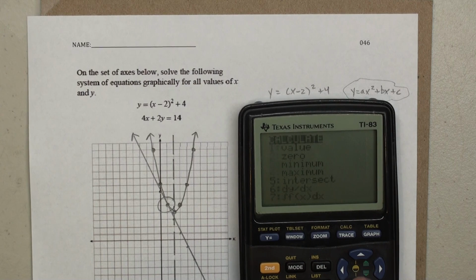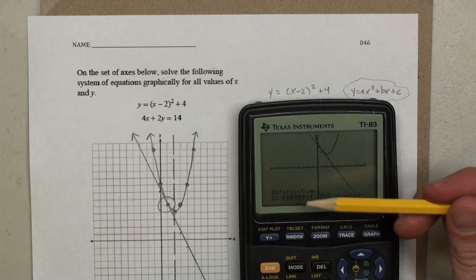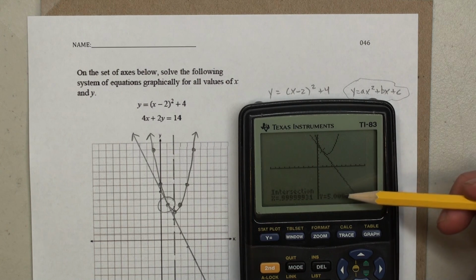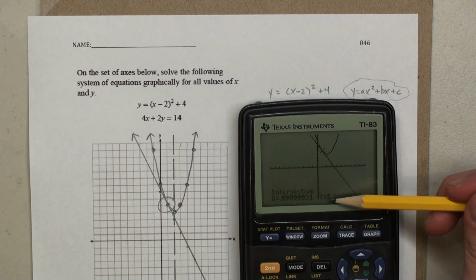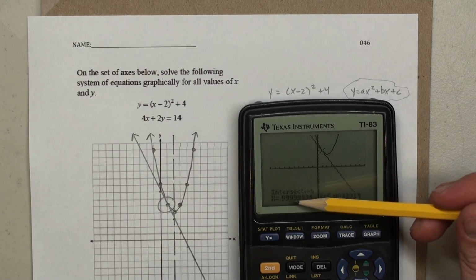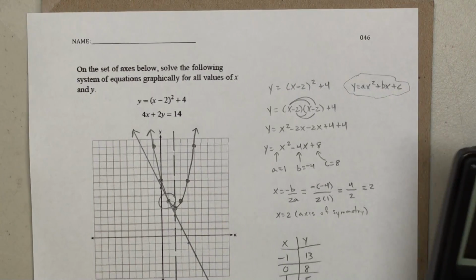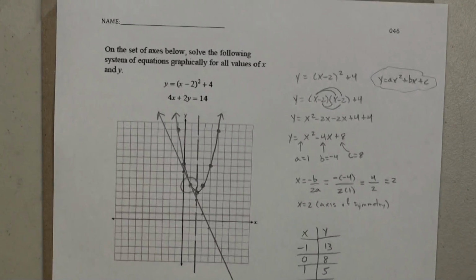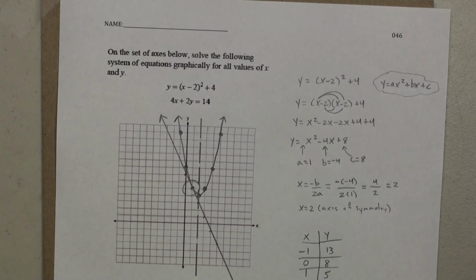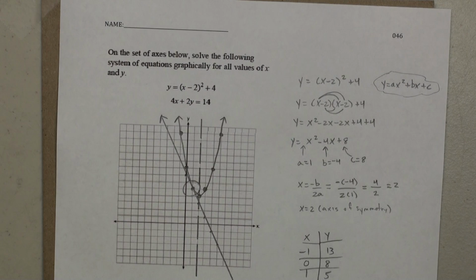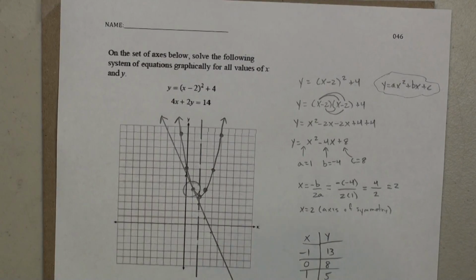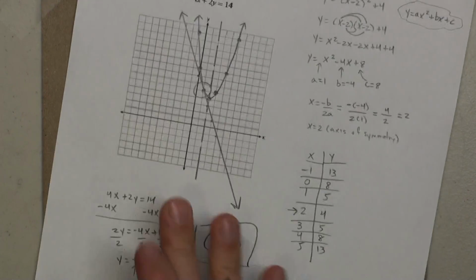Let's check. Second calculate, intersect, enter, enter, enter. 0.9999999, which is 1, and 5.000014, which is 5. Sometimes the calculator does this, but you can see that's 1 and that's 5. 1, 5. So it checks. Okay? That's all you have to do. You don't have to label anything else. I mean, you can if you want, but you don't have to. That's it.